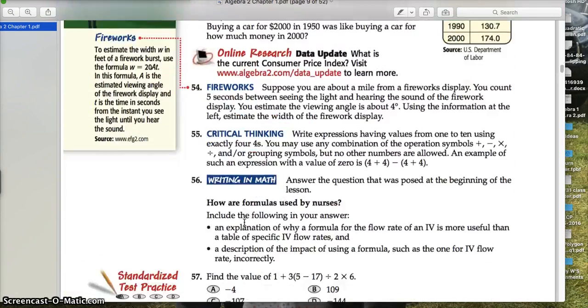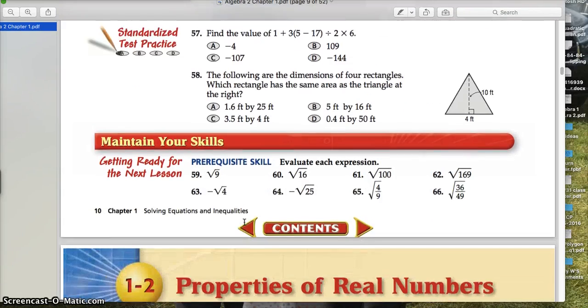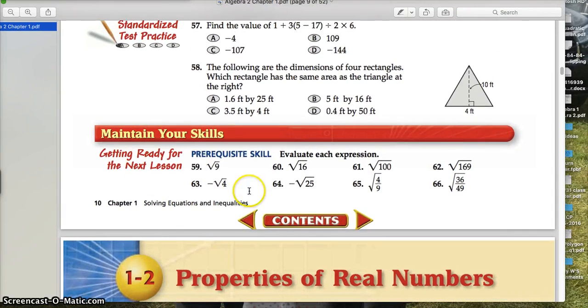And then we're going to come down here. For the time being, we're going to skip some of these word problems. They're helpful, but not really what we need to focus on. And then page 10, I want you to do 59 through 66. And what we're doing is working on square roots.